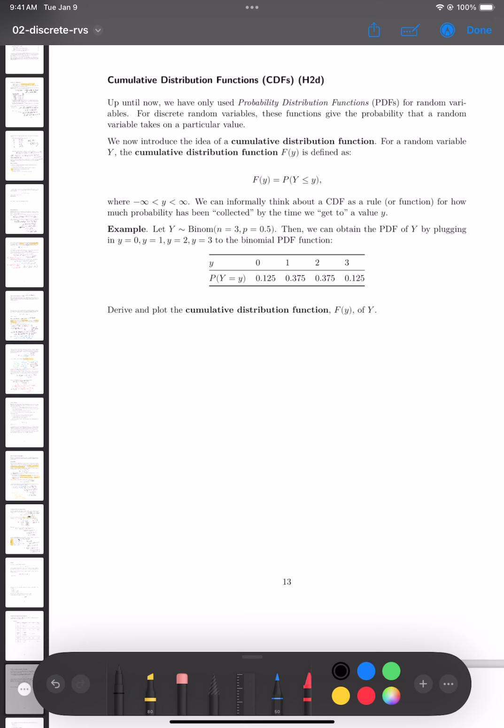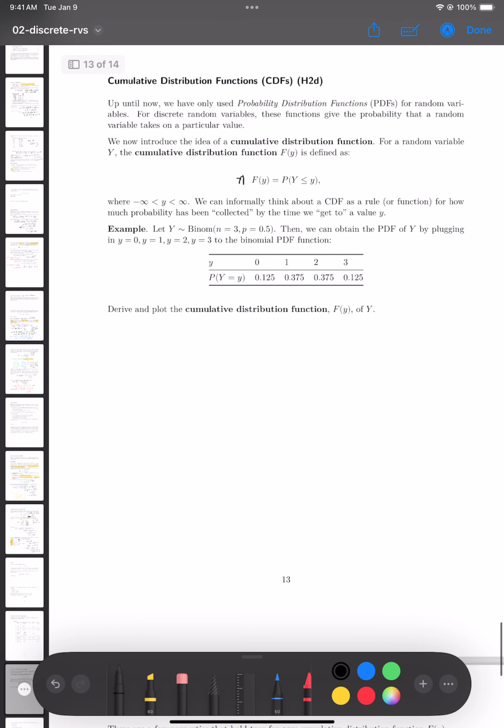So in this video, we are going to introduce the idea of cumulative distribution functions, which we will very often just abbreviate to CDFs. And so our goals here are we want to be able to define what a cumulative distribution function is. We want to be able to derive one for just a very small example. And we just want to state a few properties about these cumulative distribution functions. And so we'll start with the definition.